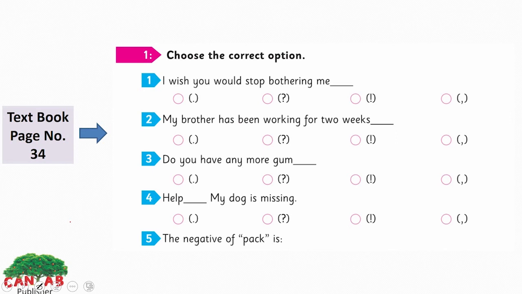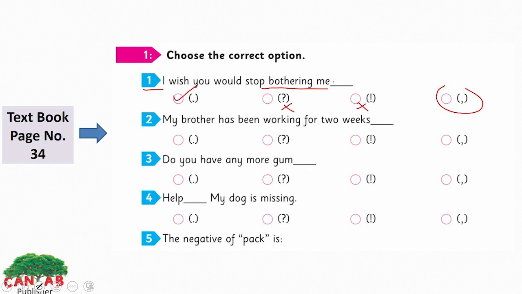So here is the exercise of it. Choose the correct option. First one: I wish she would stop bothering me. What is this? Is this a question? No. Strong emotions? No. No need to take a pause because it's not a long sentence here. Not anything, the situations we discussed in which we use a comma. Yes, this is a statement and it needs a full stop here. Yes, this is the right option here.